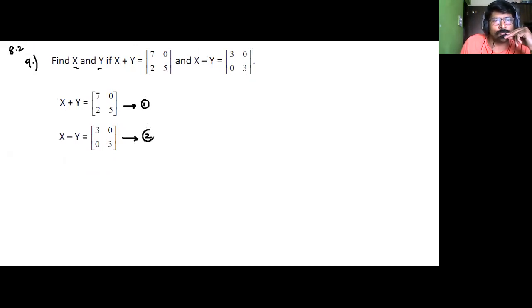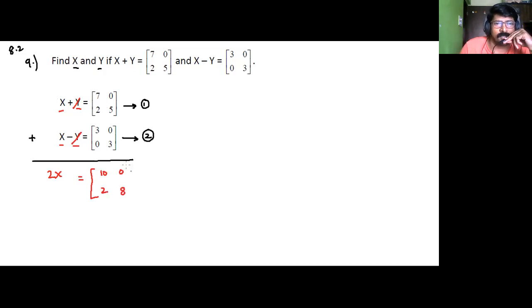Now what we're going to do is add these two equations. We can add or we can subtract also. So if we add these two equations, what will happen? This X and X will become 2X. What about this Y? This is positive Y and this is negative Y, so we can cancel it. And on the other side of the equation, 7 plus 3 is 10, 0 plus 0 becomes 0, 2 plus 0 is 2, 5 plus 3 is 8. I hope you understood.